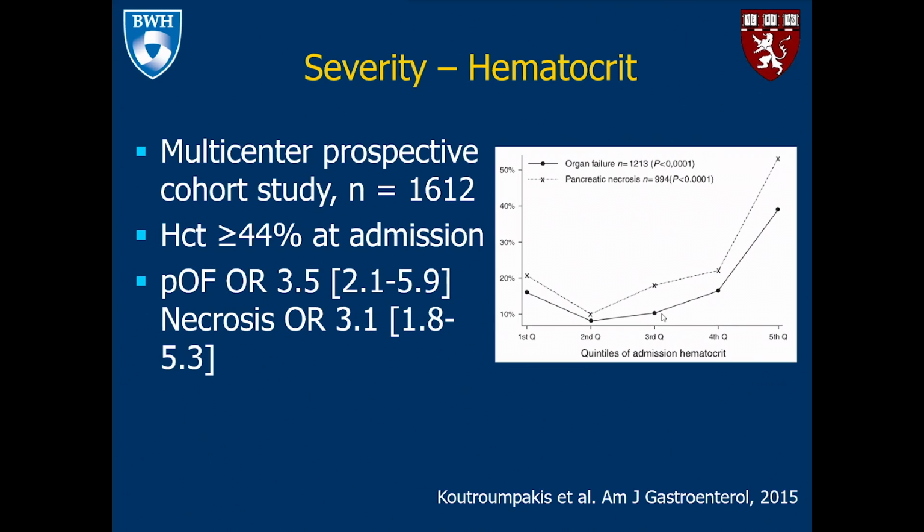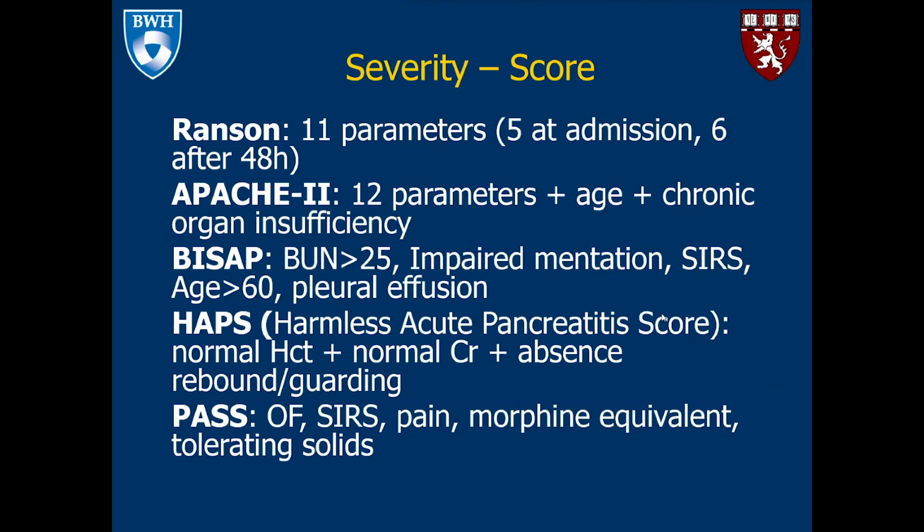Hematocrit as well, so a hematocrit greater or equal to 44 on admission will predict persistent organ failure and necrosis. If you look at the severity scores, the Ranson criteria, which include 11 parameters, 5 on admission and 6 after 48 hours, has classically been described, but because you need to wait 48 hours to have an assessment of the severity, it's been falling out of favor. The APACHE II score can be used. The BISAP score, which was developed here at the Brigham, can also be used, which looks at BUN, impaired mentation, SIRS criteria, age greater than 60, and presence of pleural effusion.